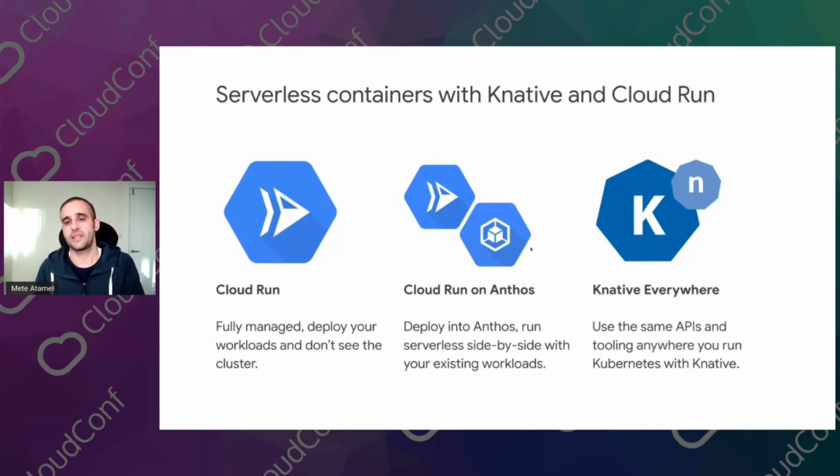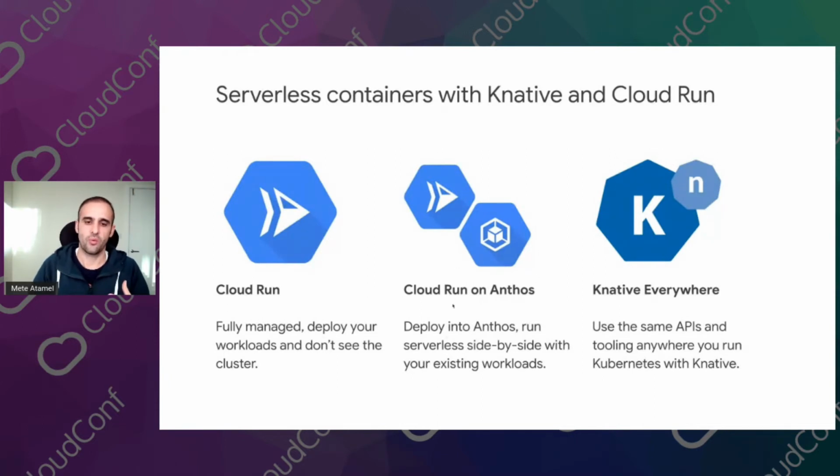Now, Knative also has managed versions on Google Cloud. So if you're running in Google Cloud and you want a fully managed experience with Knative, then you can use what's called Cloud Run Fully Managed. This is basically a Knative service that's managed for you by Google's infrastructure. So you don't have to worry about clusters and Kubernetes and all that kind of stuff. Then there's something called Cloud Run on Anthos, which is the middle ground between fully managed Knative and on-prem Knative. It's for those people who want to stay in the Kubernetes ecosystem, but who also want to run Knative services on top of Kubernetes.